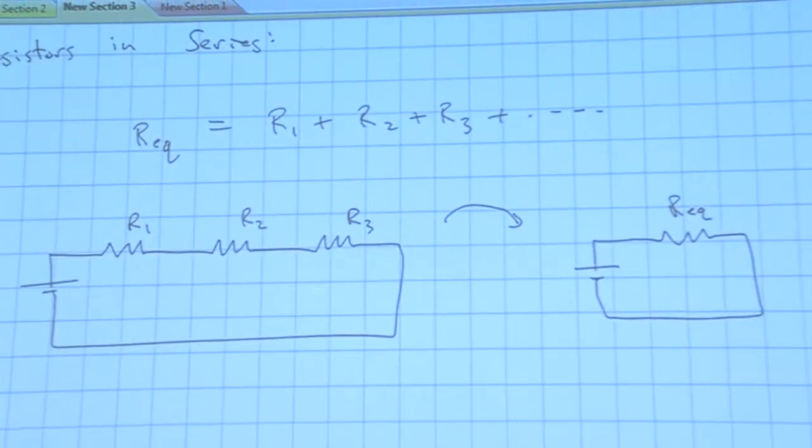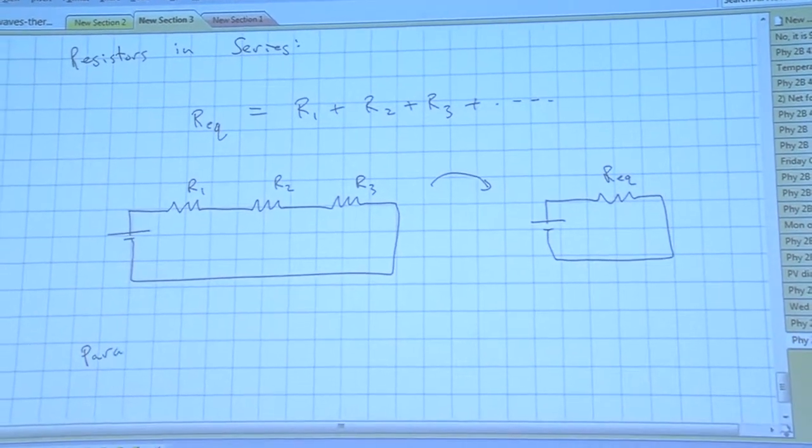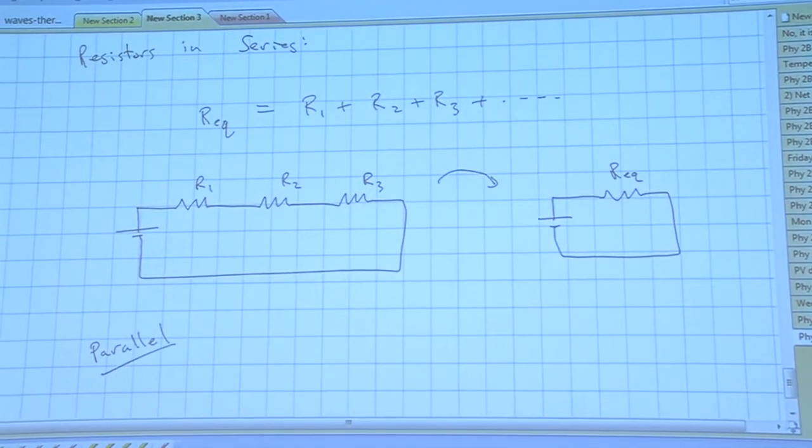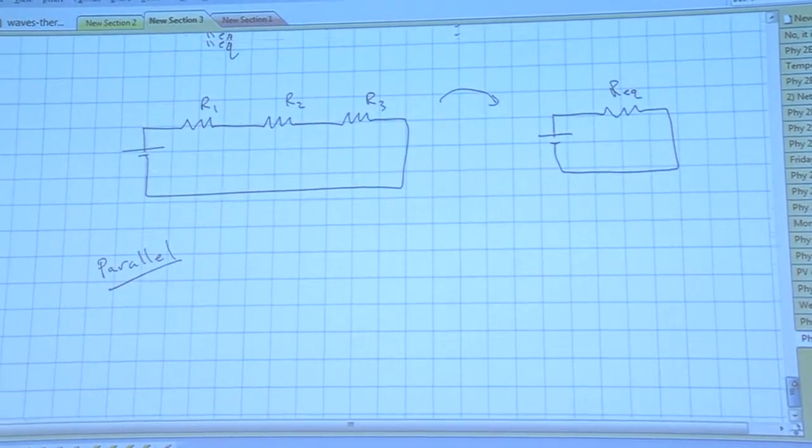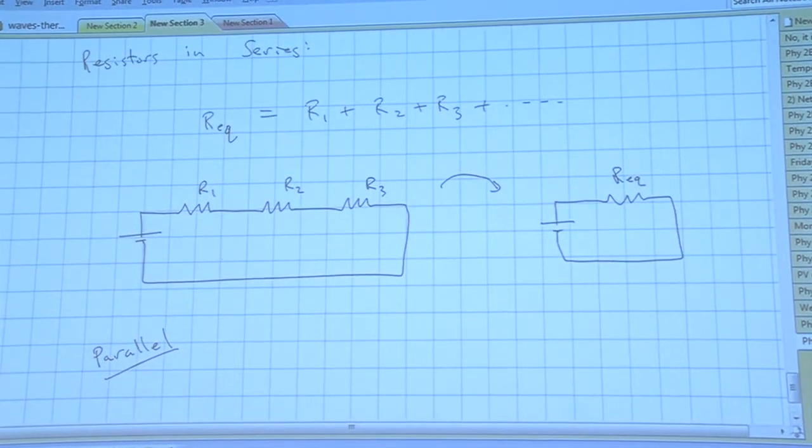Okay, when they're in parallel, and remember, series, maybe I should give you a definition of series so we know for certain. Series means the current through each resistor is the same. Okay, the current through each resistor is the same.